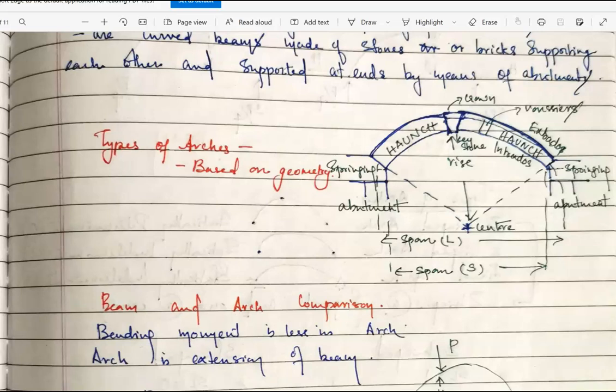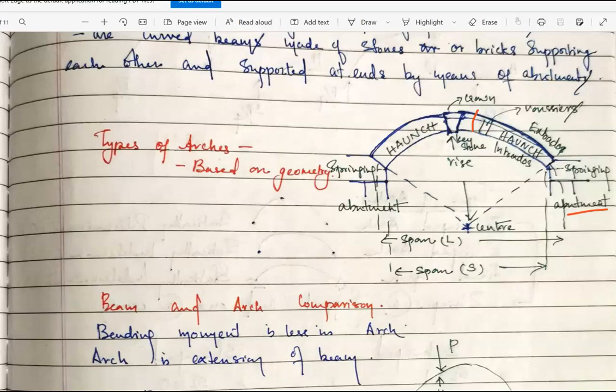Then you have these portions which are known as voussoirs, that is, you keep the bricks or stones in this manner. Then you have the outer arch surface known as the extrados, and the inner arch surface known as the intrados. Then you have springing and abutment. The abutment is the support, and springing is the region between the abutment and the starting of the arch. It is also the beginning of an arch, which is known as springing. Then you have the abutment, which is the support.